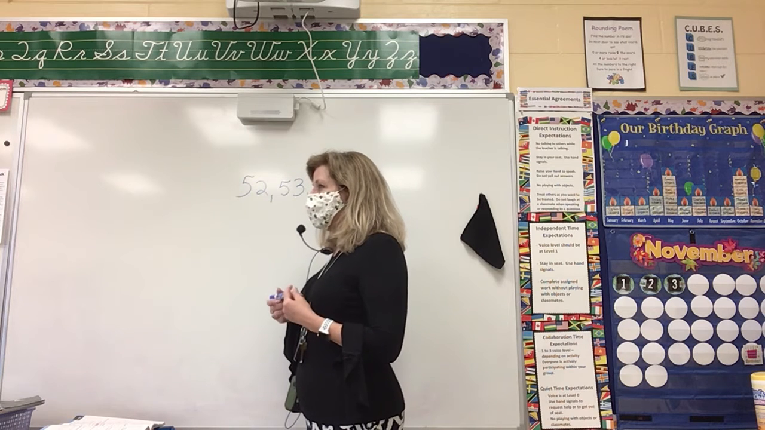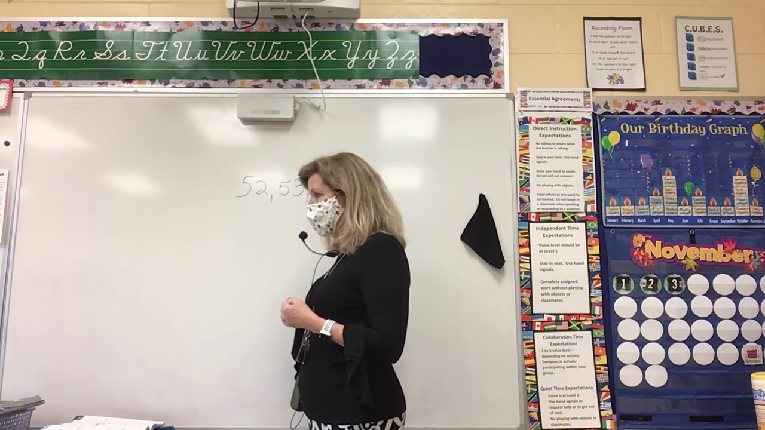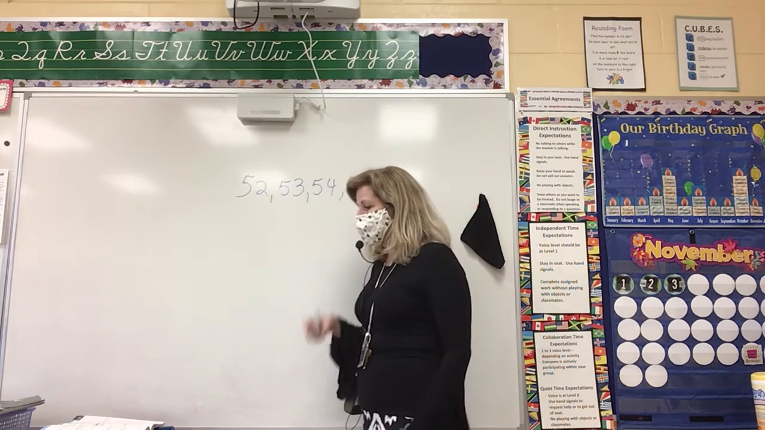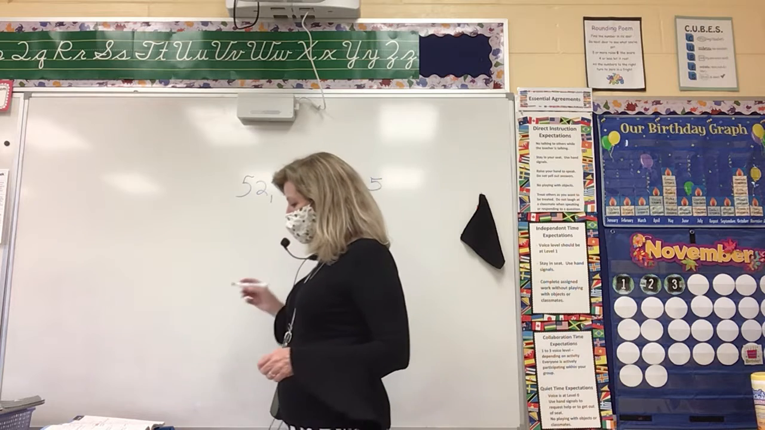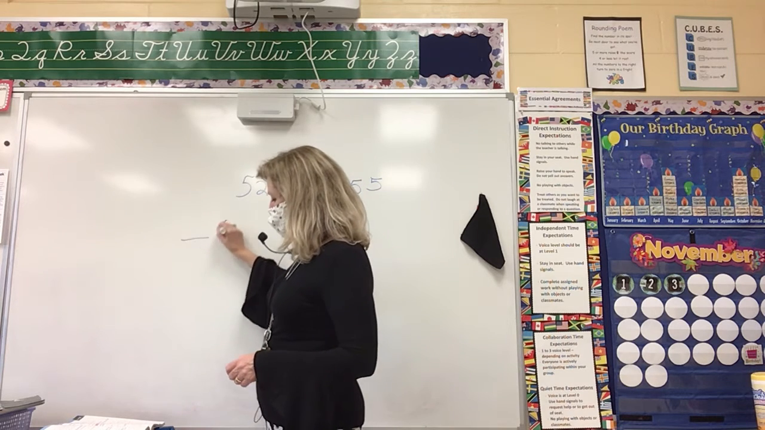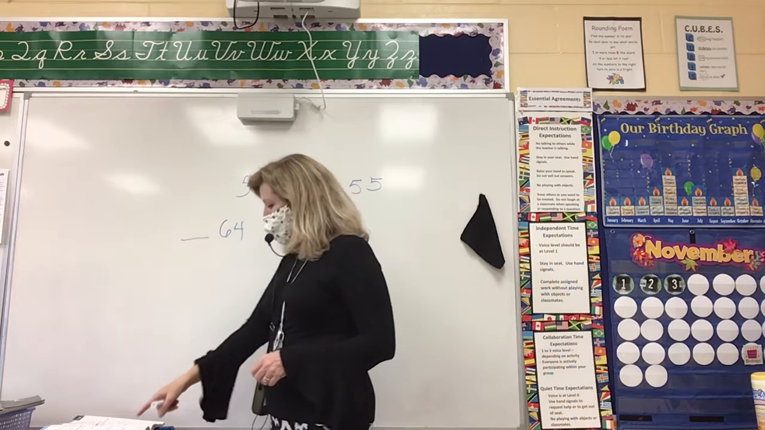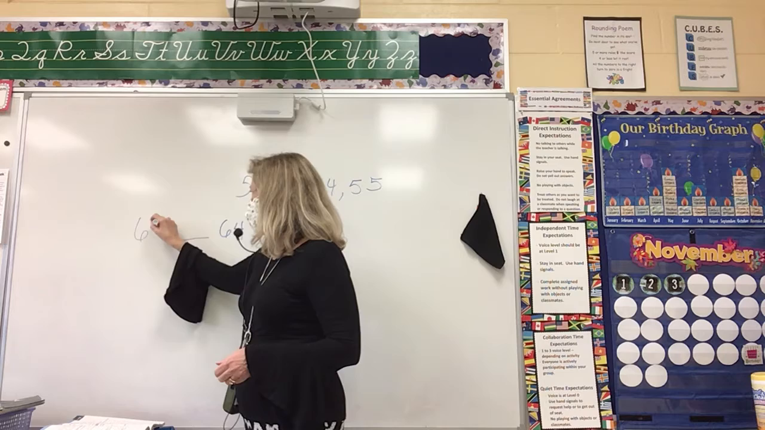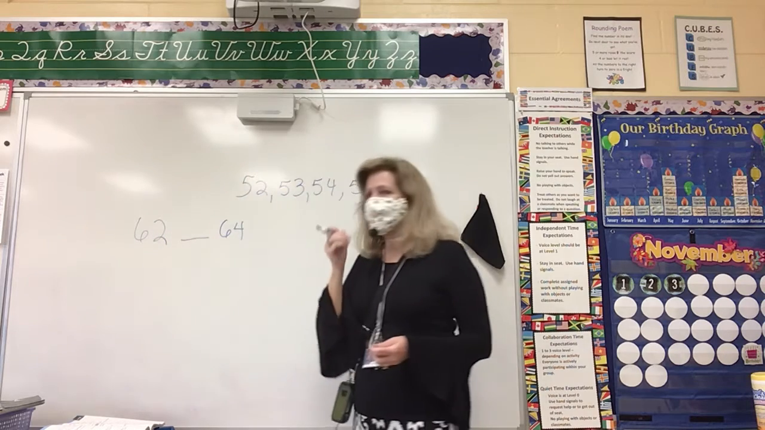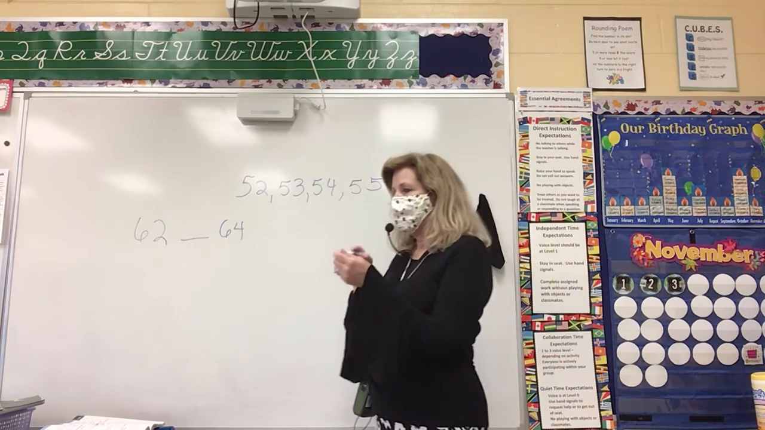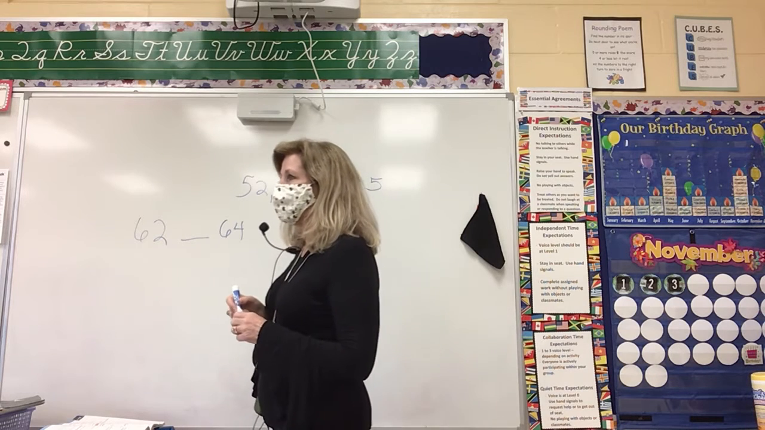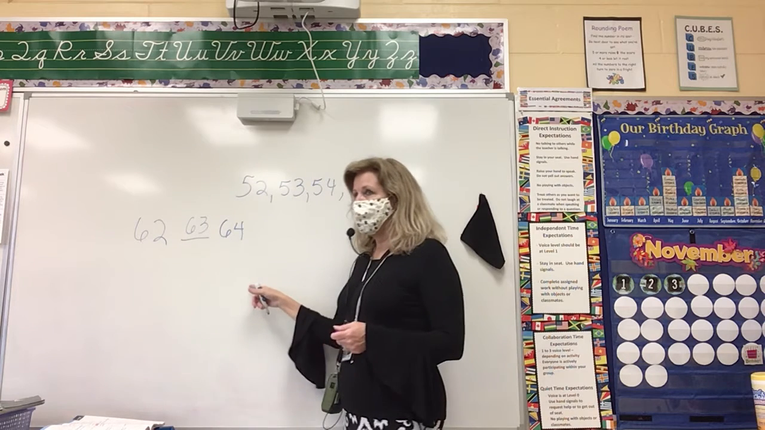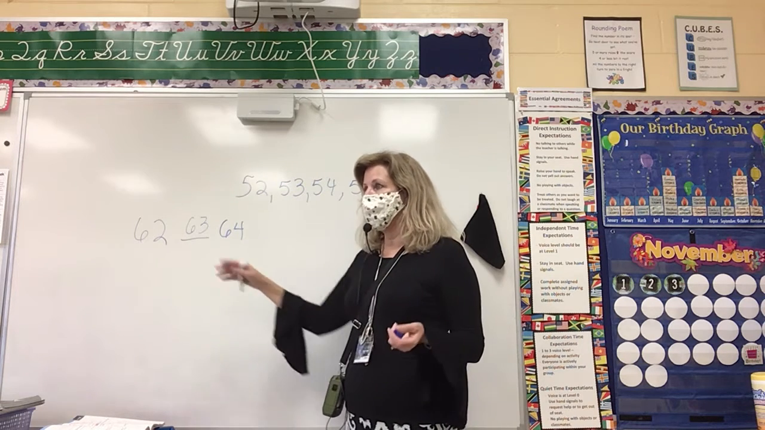Did you have a problem with those? Okay, I'll come to you in a little bit. All right, number 18. Justin's favorite number is just before 64 and just after 62. What is his number? Stephen? 63. So if you wrote it out the way I did, you would be able to answer it right away.